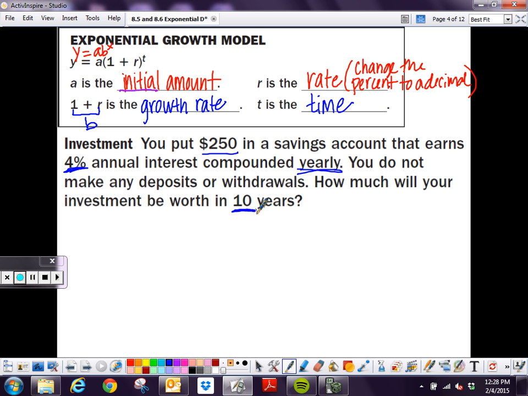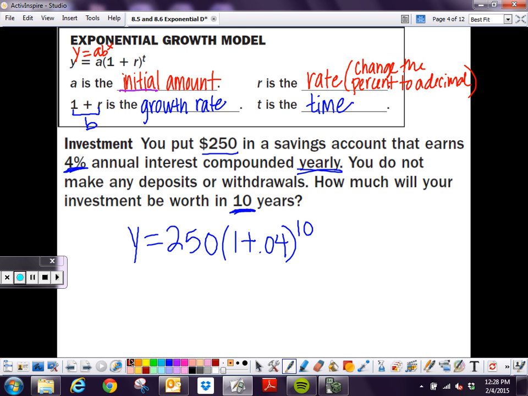All right, so here we go. We're going to have y, that's our total amount at the end of this, equals, we need our initial amount, we need the a, and it looks like we're starting out with $250. And then 1 plus our rate is 4%, but you've got to change that to a decimal. That's 0.04. And then we need to the t power, so we have to find our time, which is 10 years. Now I know this looks difficult, but we're just going to plug this into our calculator.